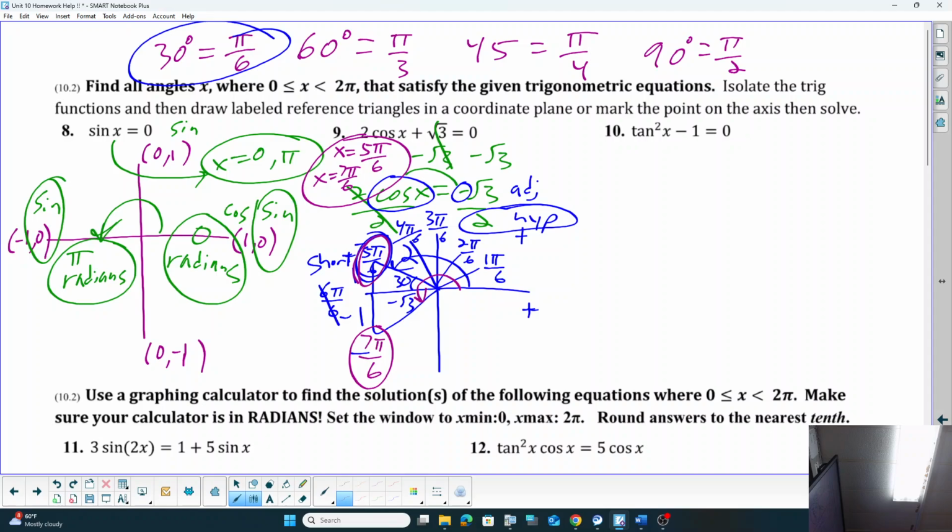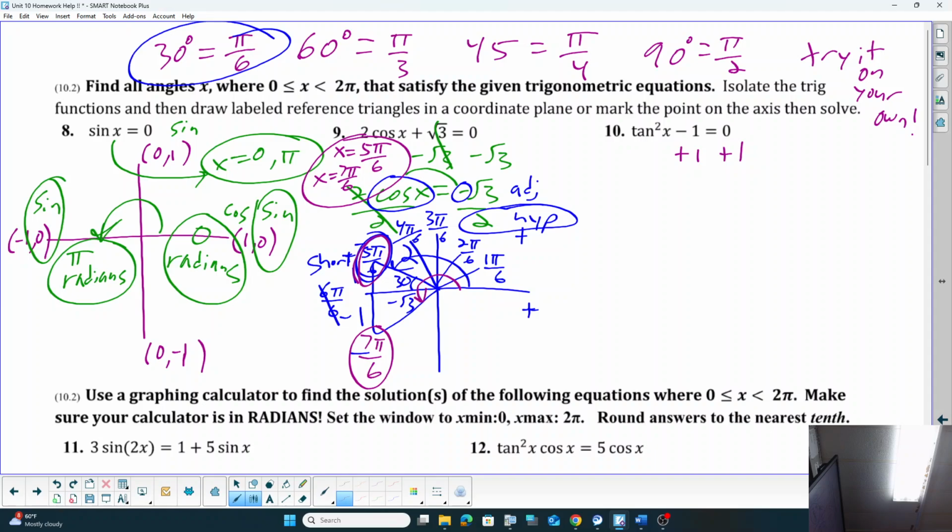Make sure you're happy with the answer key. Okay, last one. Pause me. Try it on your own. Okay, so we're going to go ahead and add 1 to the other side.